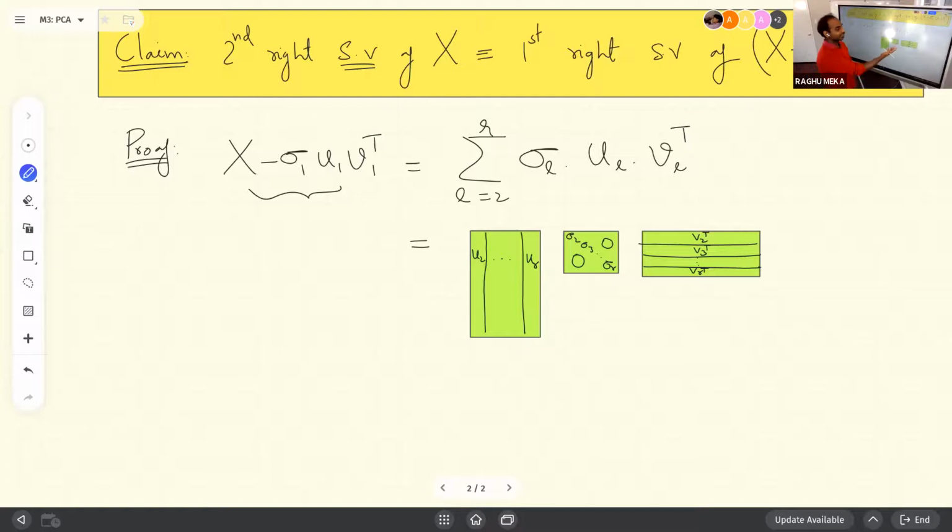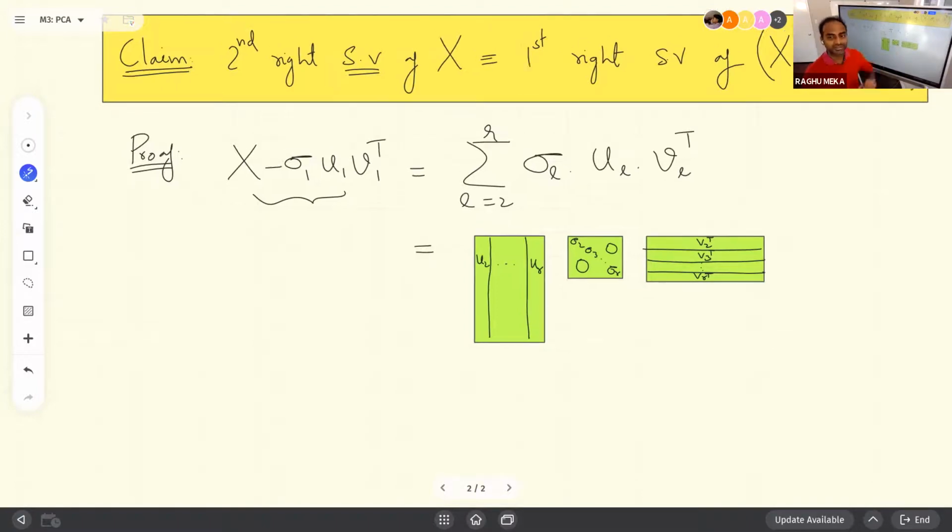So this is a singular value decomposition of this subtracted matrix. Basically taking out this one term gives me the singular value decomposition of the remaining things, just because I have this equality. And the columns of U are orthonormal, the rows of V transpose are orthonormal, and sigma has non-negative entries, in decreasing order. Sigma 2, sigma 3 are all in decreasing order.